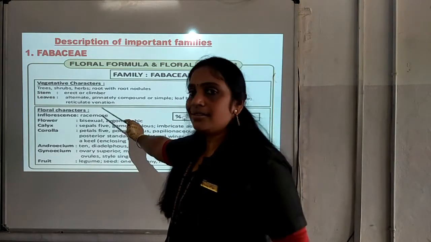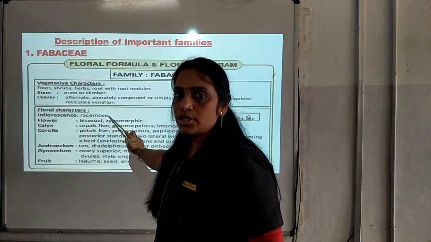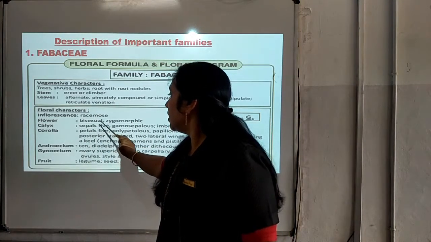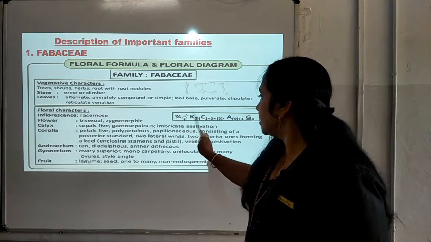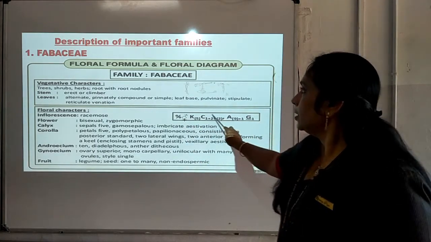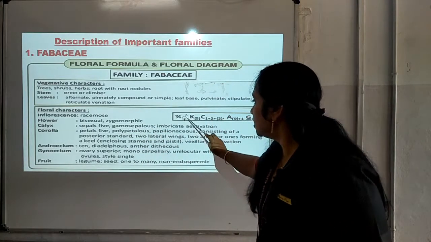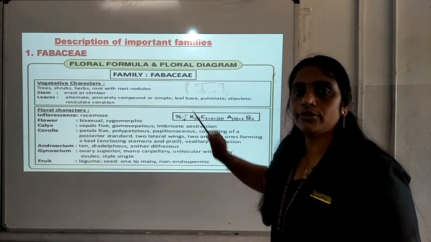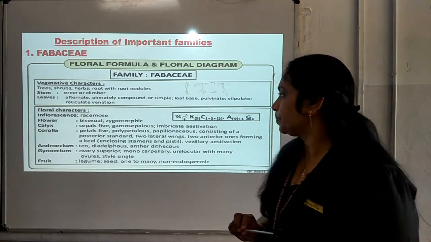Now, floral characters related to the Fabaceae family. Inflorescence, it is racemose type, we can see in the case of the Fabaceae family, and the flower is bisexual, but it is zygomorphic. So, bisexual, you can see here the figure, the symbol of the Fabaceae family. I told you bisexual and zygomorphic, isn't it? This is the bisexual and this is the zygomorphic symbol. You can see this in the preparation of the floral formula related to the Fabaceae family.